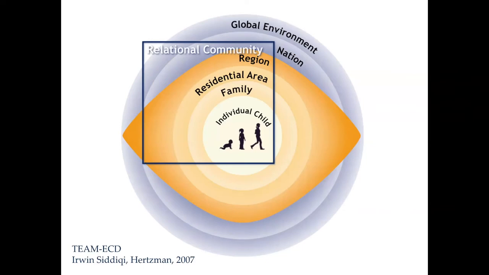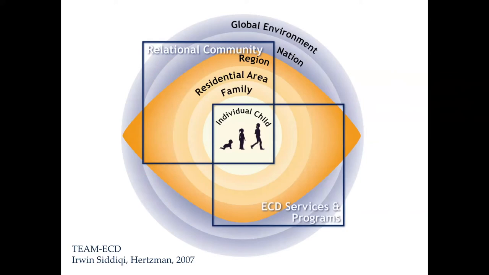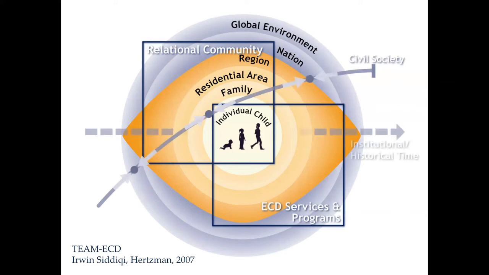And then of course we have to think in terms of human development from a relational community perspective. So what are our networks? They're not always nested geographically, but they cut across regions, but are very important for our development. We have to understand how early child development services and programs affect child development and how these things all interact within the civil society we set up across institutional and historical time. So all to say, it's a very, very complex overall picture.